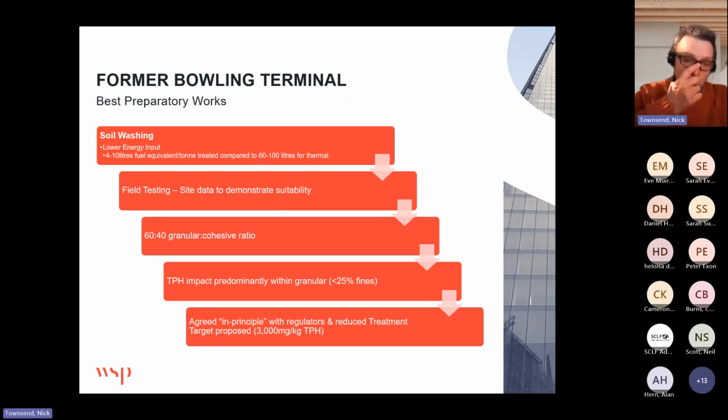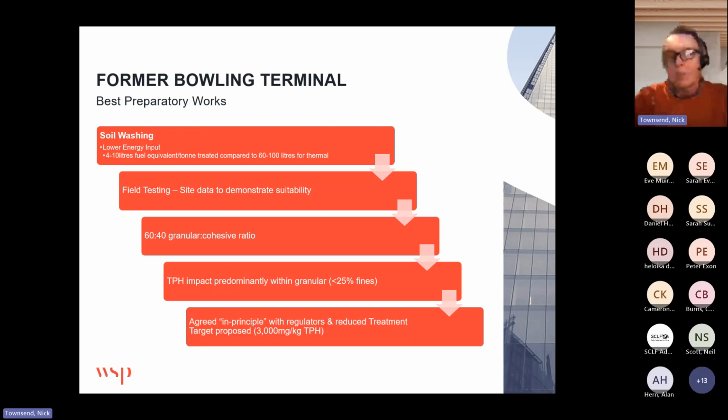To validate the suitability of soil washing, DME undertook additional site investigation to support existing information, but also to gain more information, which enabled them to verify the proportion of granular and cohesive materials. This identified a 60-40 split between granular and cohesive materials, with TPH impact predominantly associated with those granular soils, which contained less than 25% fines. DME concluded that the impacted materials were suited to soil washing, and whilst filter cake requires off-site disposal, so it has some other impact, they were able to demonstrate significant benefits which outweighed those disadvantages.